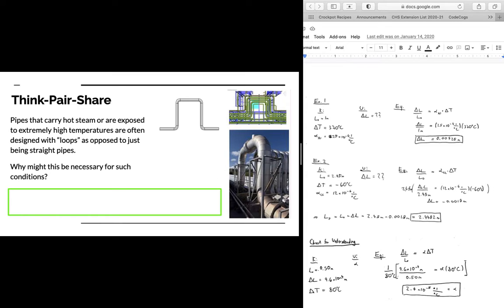All right, so let's look at, I think, per share, okay? Pipes that carry hot steam or are exposed to extremely high temperatures are often designed with loops right here, okay, as opposed to being just straight pipes. So within the context of thermal expansion, why might this be necessary?